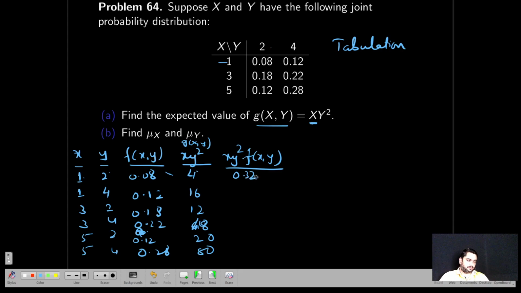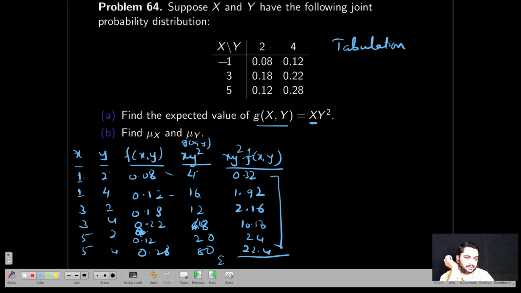So 0.32, 1.92, then we will have 2.16, then 10.56, 24, then 22.4. See, I am multiplying these values, x y square into f of x y. Now, if you add all these, summation of this will be nothing but your expected value of this, that is E of g of x comma y. That is what you have found out here. This will come out to be 39.76. This is how shortly you can find.